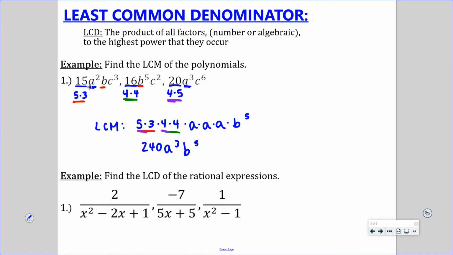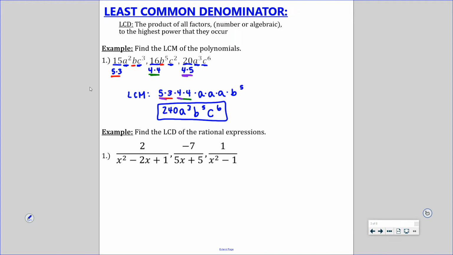All right. How many C's do I need in my LCM? 6. 6. Yep. So there's my least common multiple. That's a number that all 3 of those terms would go into. Okay, that's the way to think of it.